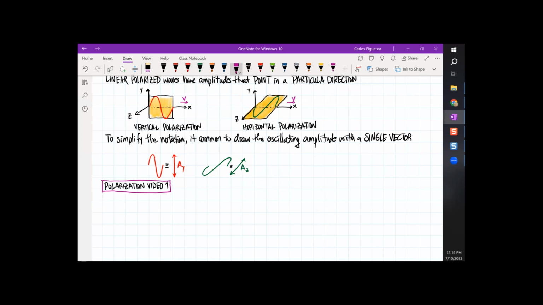Now, what about unpolarized waves? So, unpolarized waves have multiple directions of their oscillating amplitude.